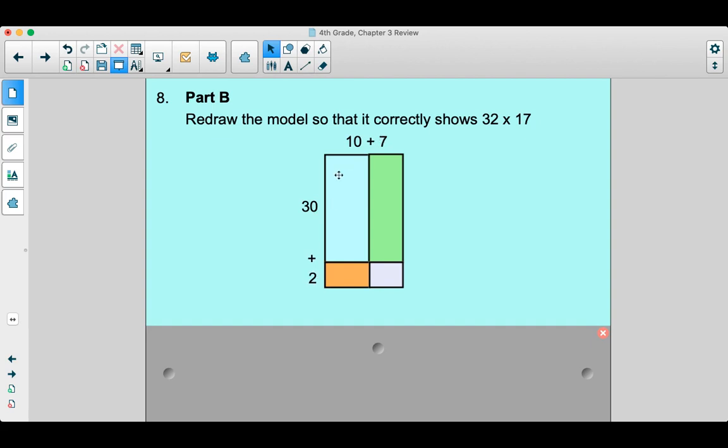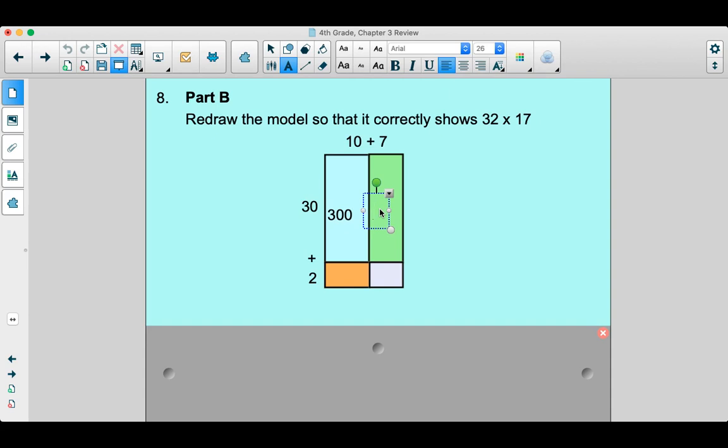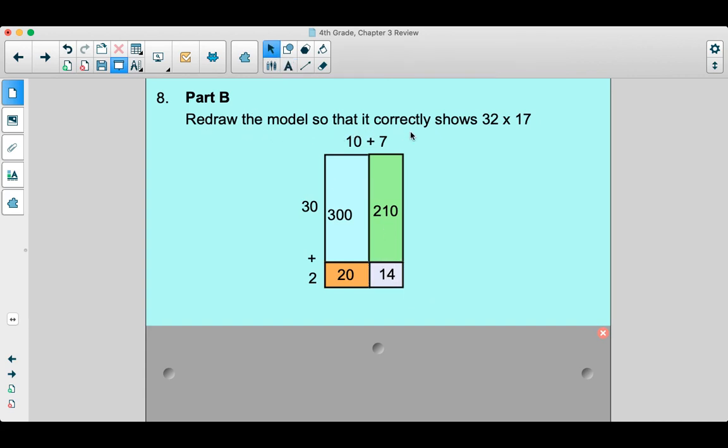So we've got 30 times 10 is, say it if you know it, 30 times 10 equals 300. And then 30 times 7 equals, think about it, 210. And then 10 times 2 equals 20. And 7 times 2 equals 14. Does it say we have to do anything else, or do we just have to redraw the model so that it correctly shows 32 times 17? It looks like this is all we're required to do for this one.